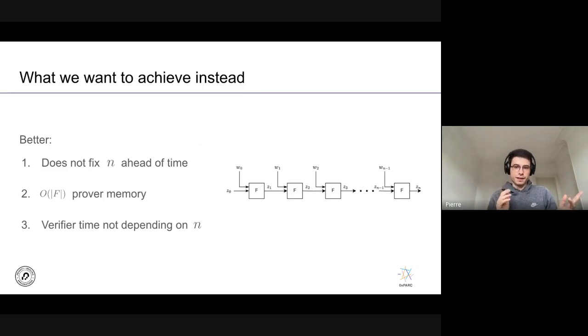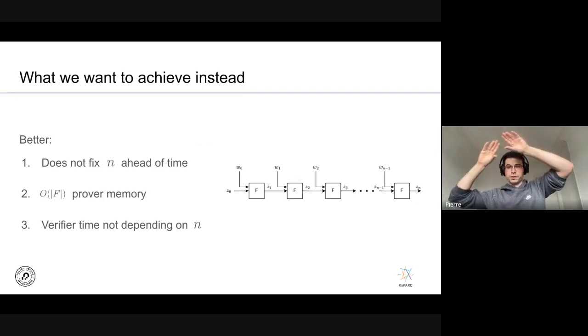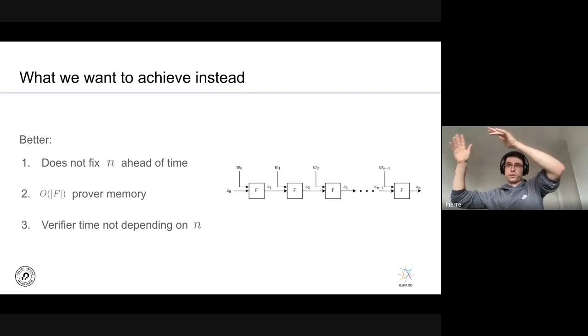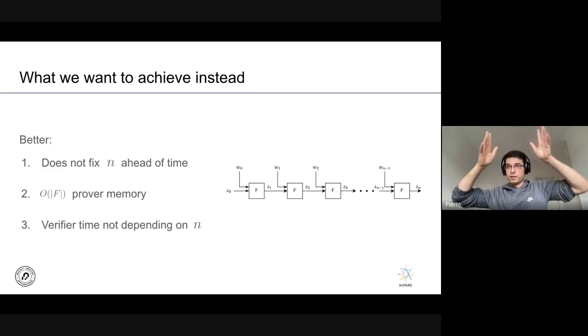So what we want to achieve instead is to be able to not fix n ahead of time, to have prover memory that is only dependent on f, so the size of the circuit that you want to repetitively execute, and have verifier time not depending on n, ideally. So that's now the little drawing that you have on the right, where you can see that each of the executions of f are happening not in the same arithmetic circuit as all the other ones. So those are like separate executions from each other.